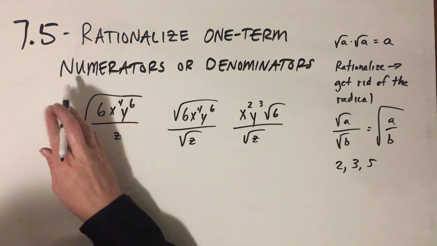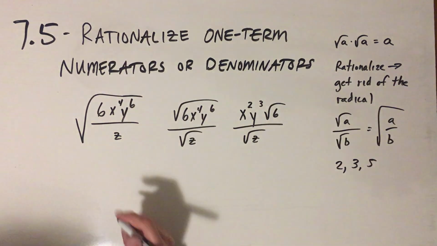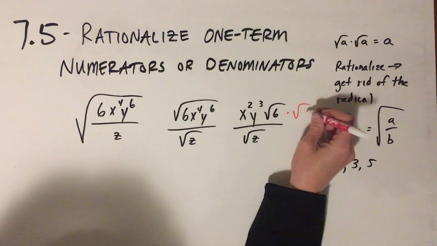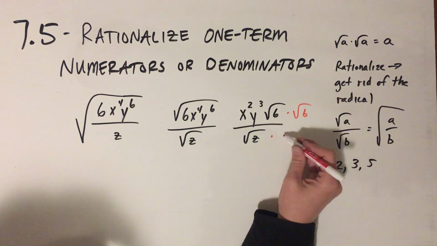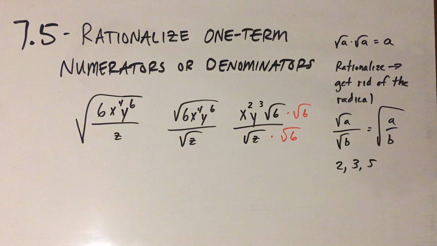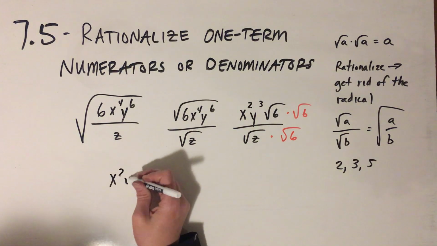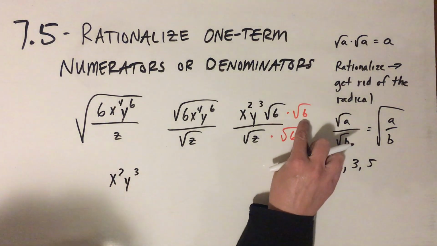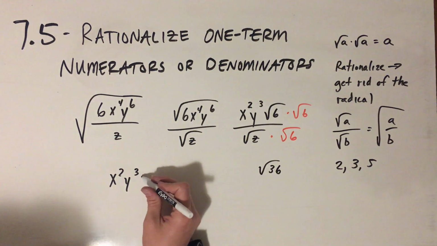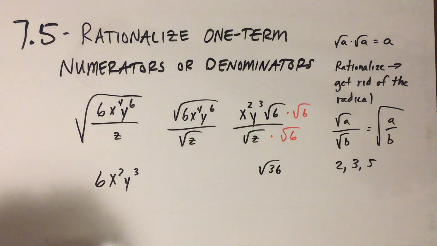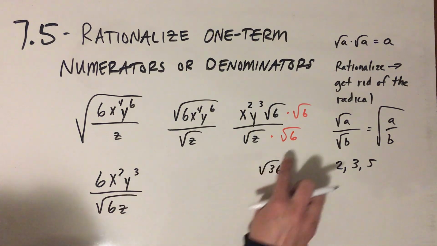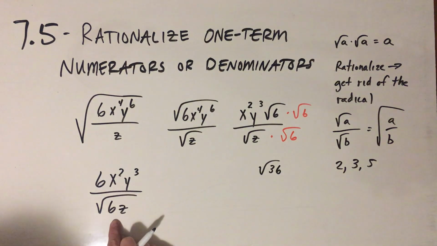Well, again, all I care about is getting the radical out of the numerator in this case. So if I want to get rid of this square root of 6, the best thing to do is to multiply it by the square root of 6. Whatever I do to the top, I have to do to the bottom. So on top then, I have this x squared, y cubed. The square root of 6 times the square root of 6 is the square root of 36. But the square root of 36 is just 6. So I'm going to write that 6 out front. On the bottom, I have the square root of 6z. 6 times z is just this 6z here.